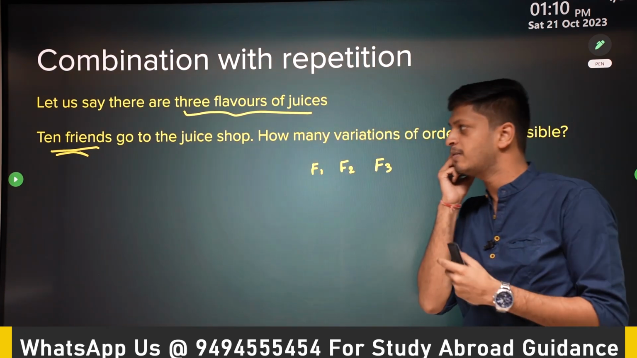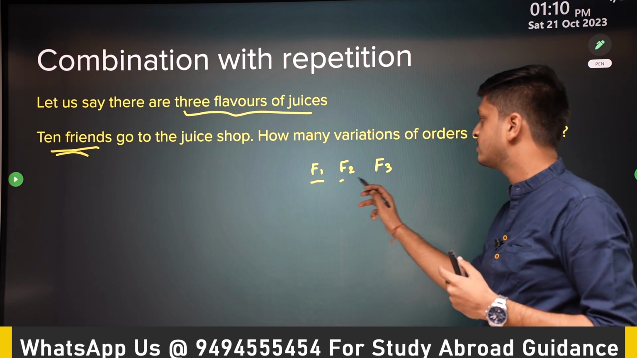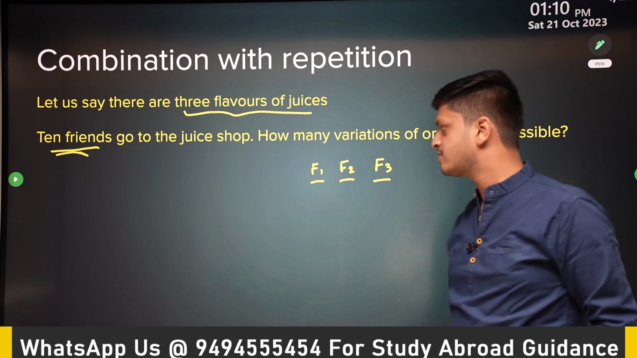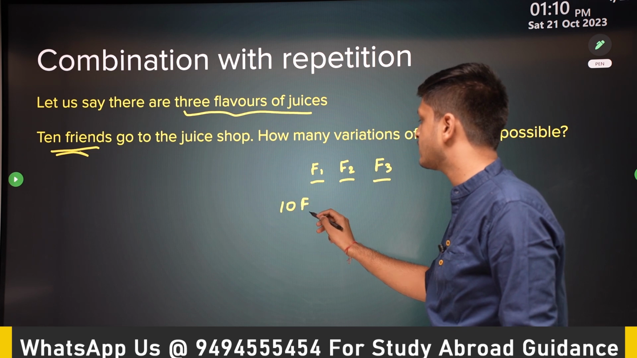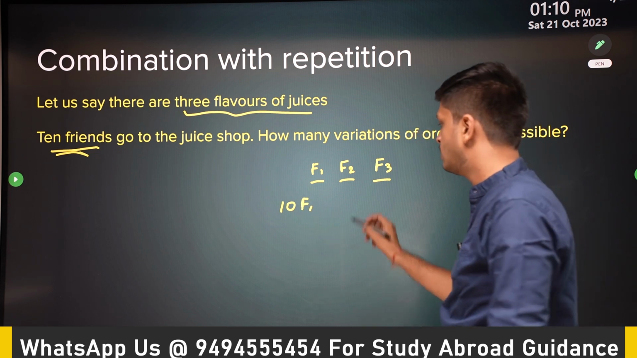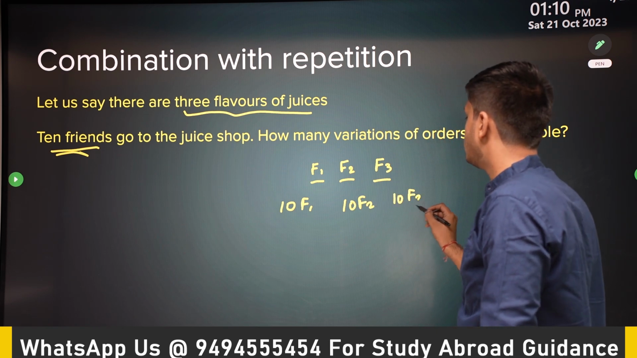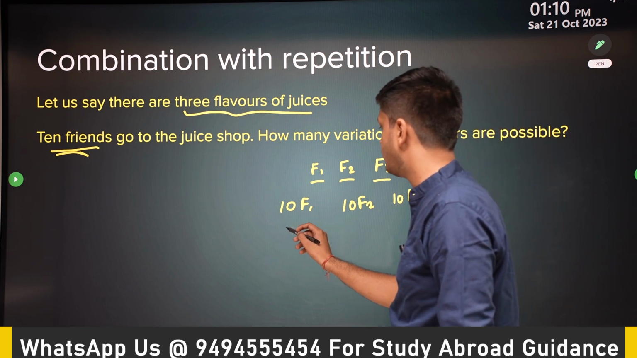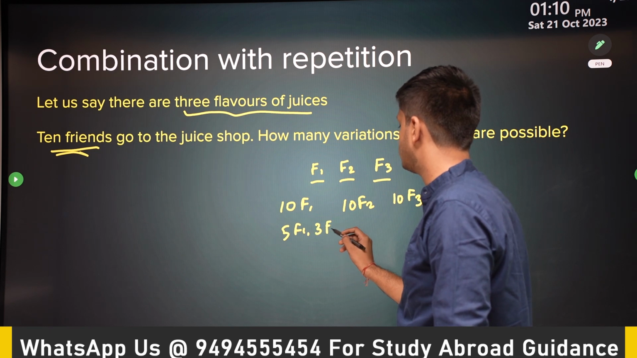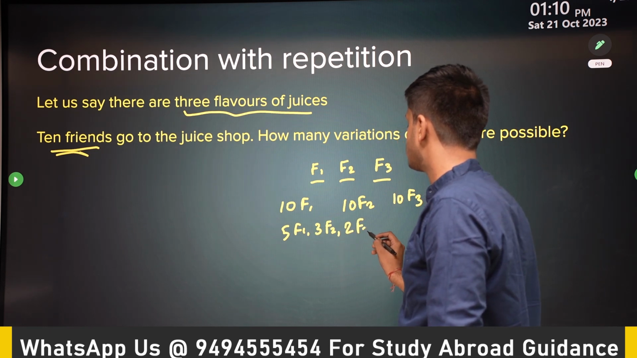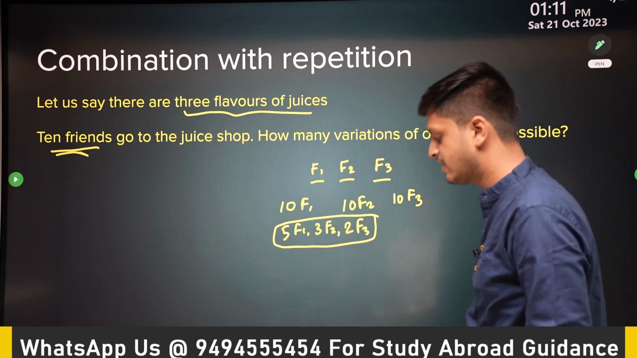So what is the problem here? Think about it. 10 friends are going, 3 possible flavors are there. What are the possible options that we have? We can order all 10 F1 flavored juices, right? This is one possible choice. All 10 F2 is also possible. All 10 F3 is also possible. There are many possibilities. So consider this. We can have 5 F1 flavors. We can have 3 F2 and 2 F3. This is one such possibility, right? So there can be many such possibilities.